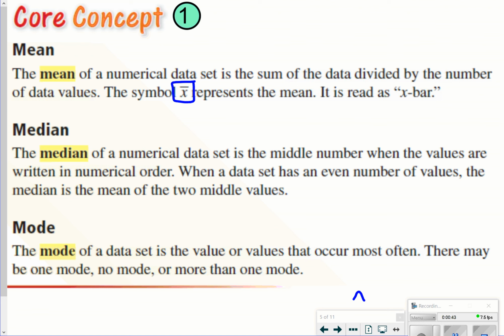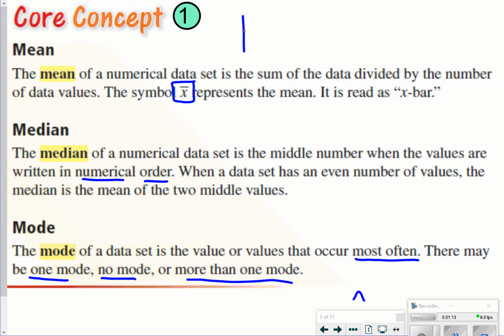The median is just the number that's in the middle of the data when all of the numbers are written in numerical order. When you have an even amount of numbers, you just have to find the middle of those two numbers, or the mean of those two numbers. And then the mode is the number that occurs the most often. There can be one mode, no mode, or more than one mode. So there's like a 9 that appears 2 times, a 10 that appears 2 times, and an 11 that appears 2 times. All those could be modes.